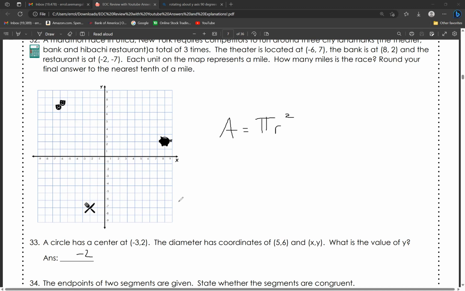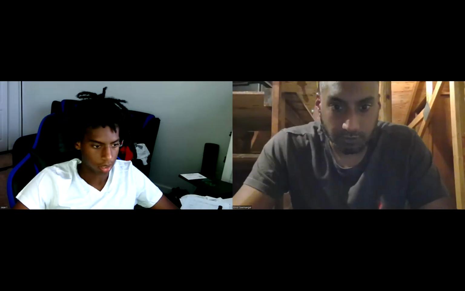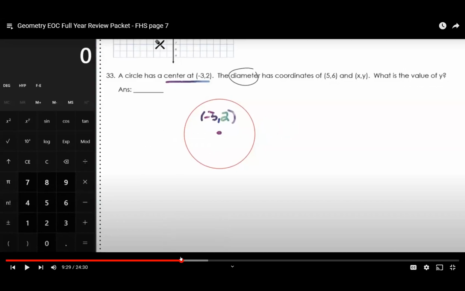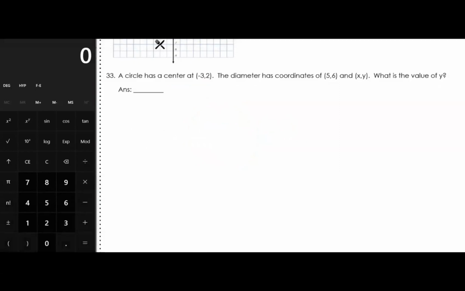33. Would you take a picture? Okay, that doesn't make sense though. Share your screen for the explanation. Yeah, share your screen for that one. Because that's two-dimensional. (5, 6) and (x, y). What is the value of y?